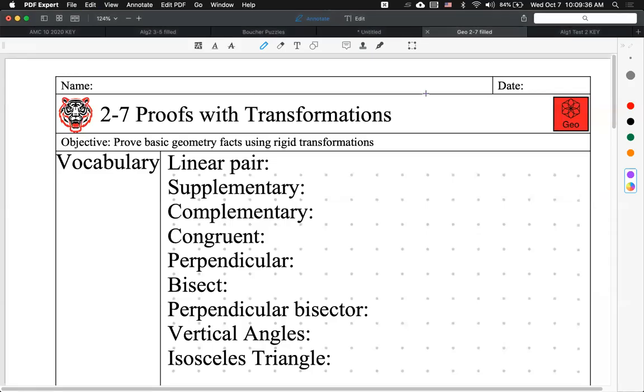All right, so geometry lesson 2-7, version 2. Today's date is Wednesday, October 7th, 2020. Objective: basic geometry facts using rigid transformations.